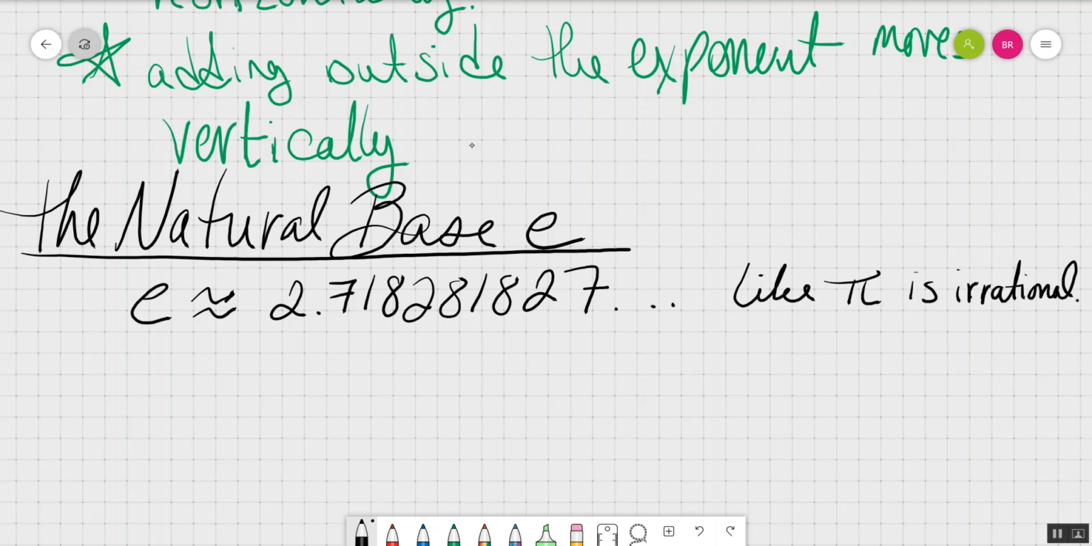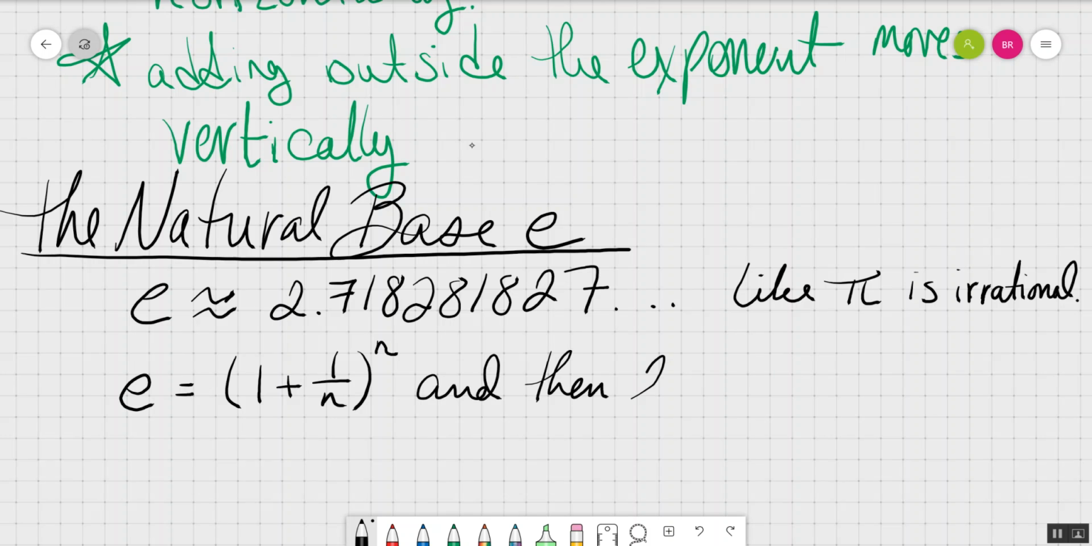if you want to know what it's doing, E in reality can be defined to be 1 plus 1 over n, so I'm taking 1, adding a fraction to it, to the nth power, and then letting n approach infinity. This will become relevant later.